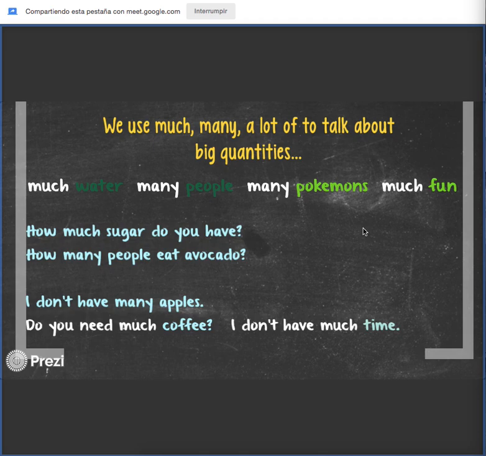And in the case of a lot of, it is even easier because you can use a lot of with countable and uncountable. Ese sí lo puedes usar con contables y con no contables. Tú puedes decir, I have a lot of apples, or you can say, I have a lot of sugar. No hace distinción, ¿sí ves? I have a lot of Pokémons, I have a lot of water. So, you can use it with countable and uncountable. Questions up to this point, guys?